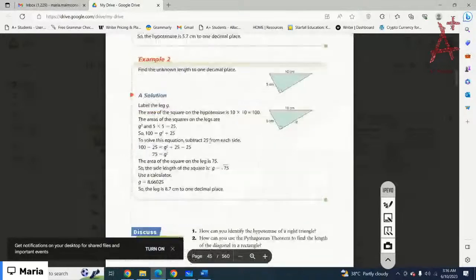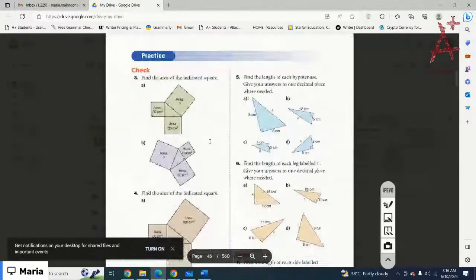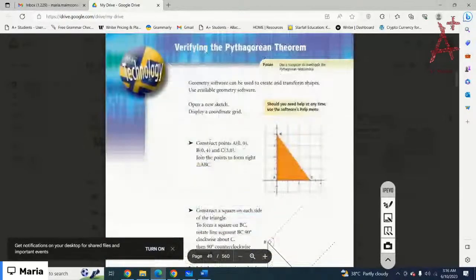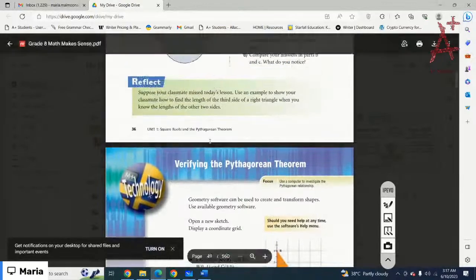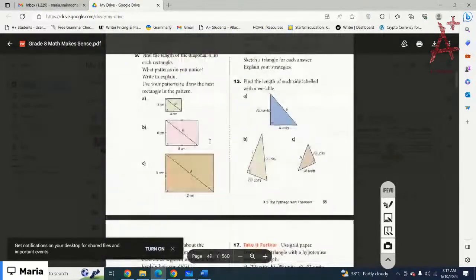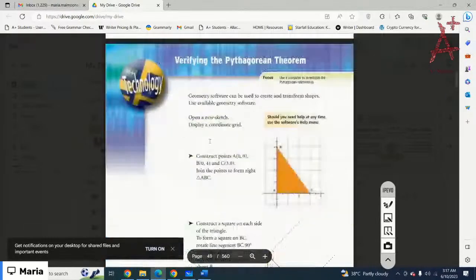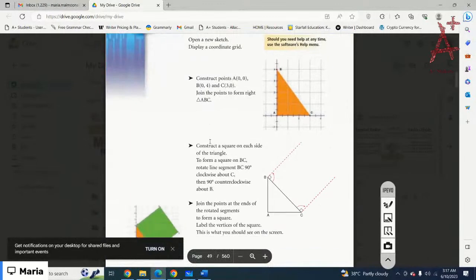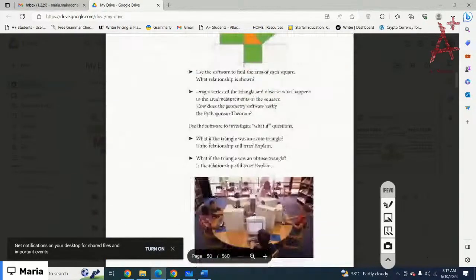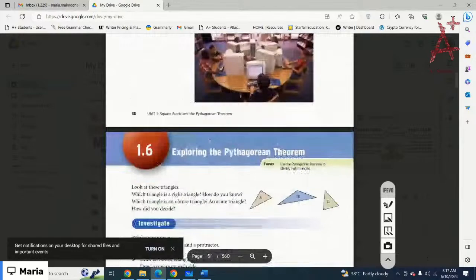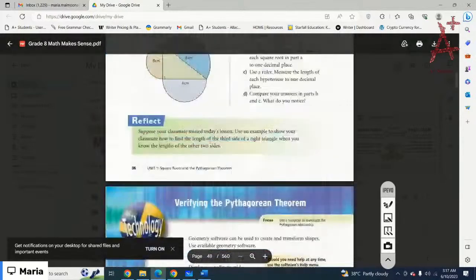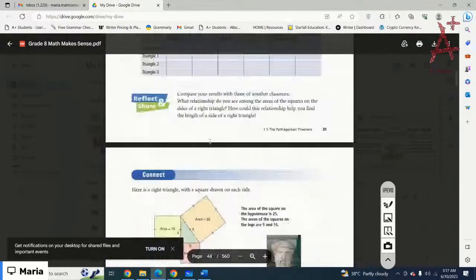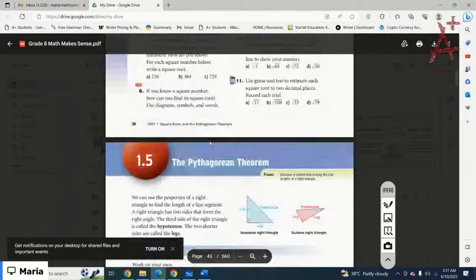Okay, the next one is verifying the Pythagorean theorem. Got it? So we're going to learn how to verify the Pythagorean theorem. Let's see. Okay, you have to move on to the lesson that is exploring. Oh no, where is 1.5? I skipped lesson 1.5. Here it is. Yes, here it is, the Pythagorean theorem.